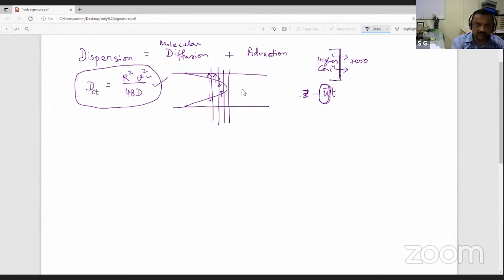For that matter, this V is also, though I am writing it as a V, it is U bar. So if I use U bar, then it is the same term you have to use.